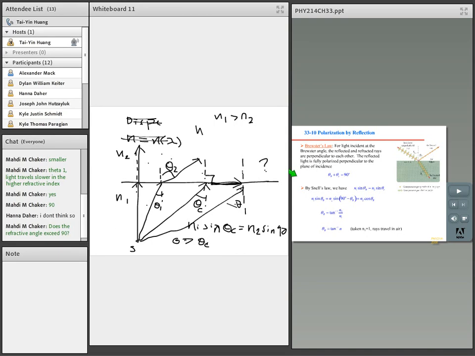The refracted angle is now 90 degrees. Well, if you say that it's 90 degrees, actually it goes like this. So it follows the lower reflection. Okay. So what we have here is, let me get another slide.